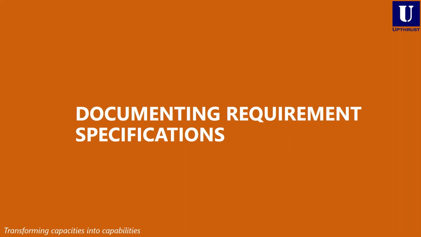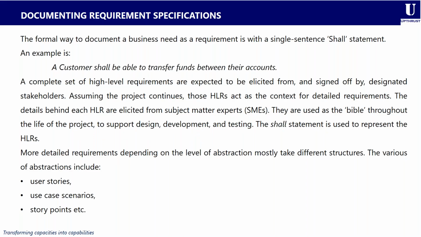So since we know the characteristics of a good requirement, let's look at what it takes to document requirements specification. After you've been able to analyze your requirements, there's need for you to actually document them. The formal way to document a business need as a requirement is with a single sentence of a shall statement. An example is this: a customer shall be able to transfer funds between their accounts. A complete set of high-level requirements are expected to be elicited from and also signed off by designated stakeholders.